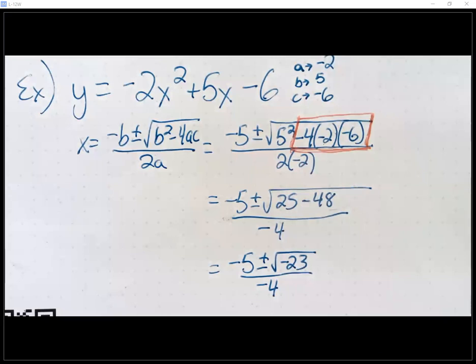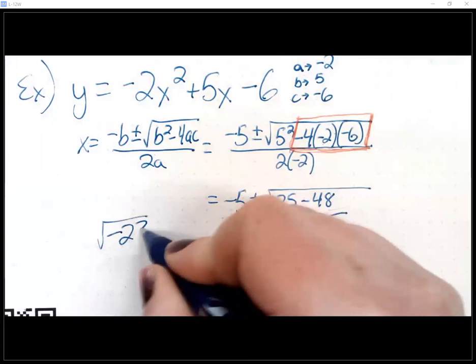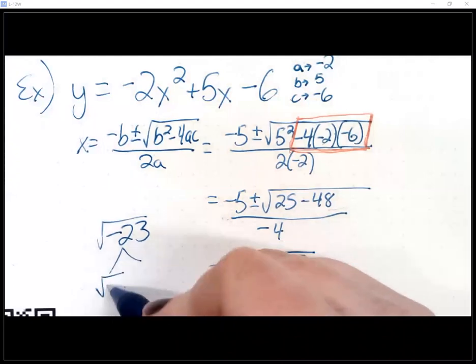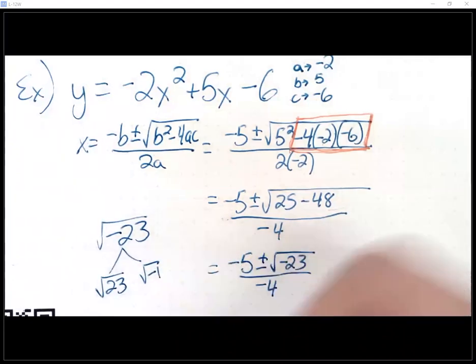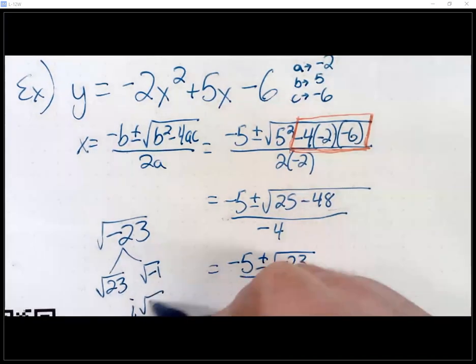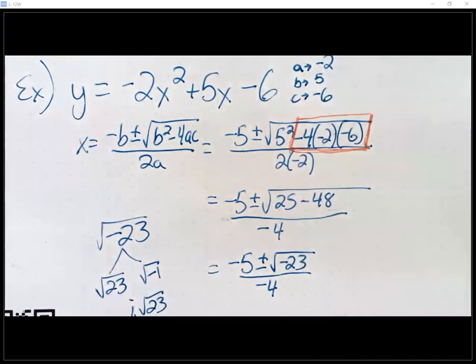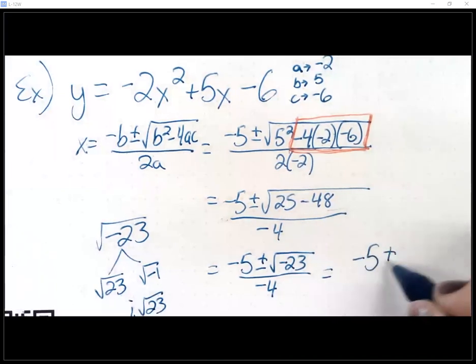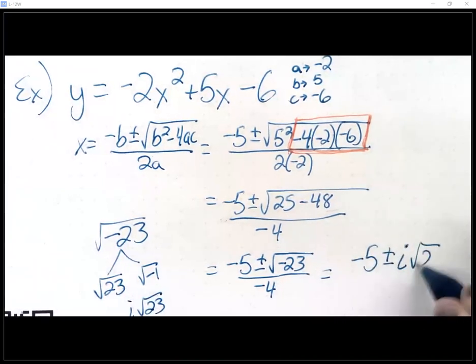And then how do I finish this? Well, the 23 doesn't have any perfect square factors. So all I have to do is take that -1 out. If I have the negative square root of 23, the only thing I can do is break it up into the square root of 23 and the square root of -1. So this just becomes i root 23. That's the best I can do. If that thing can't factor, I just pull the i out. So now I'm here. -5 plus or minus i root 23 all over 4.